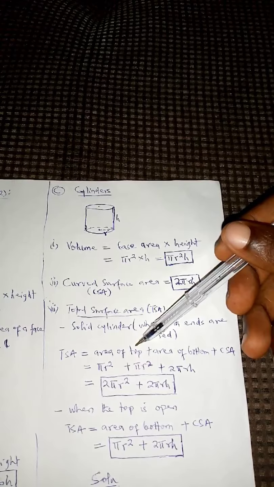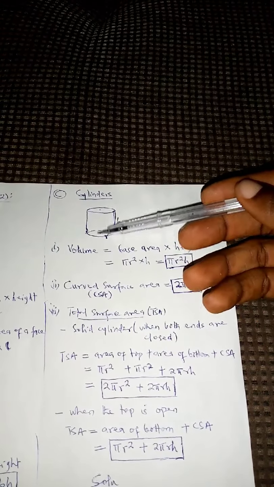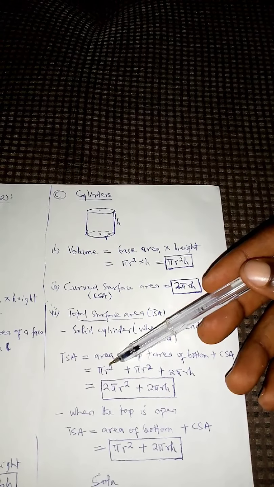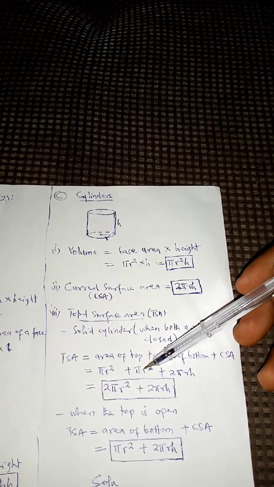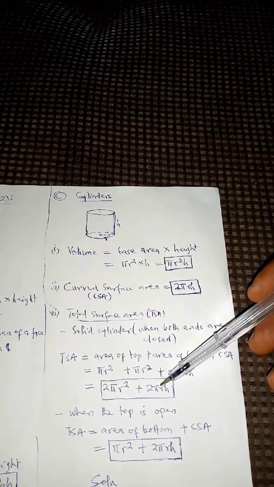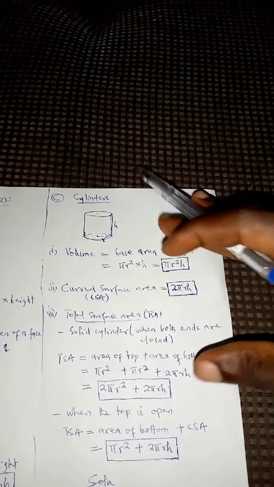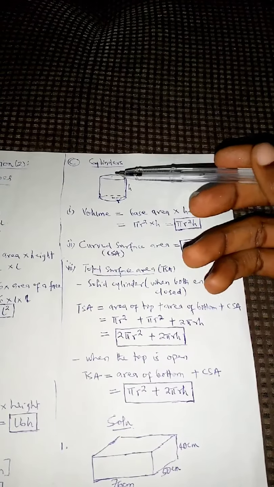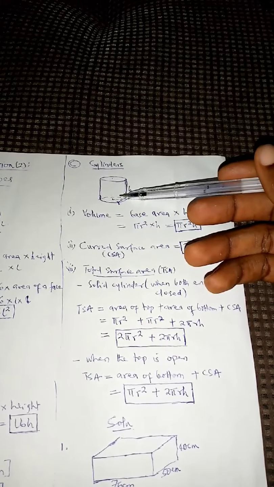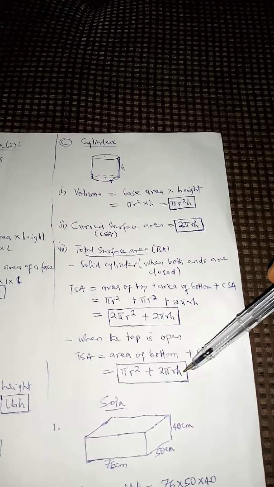You have the total surface area to be the area of the top, area of the bottom, and the curved surface area. The top is a circle, therefore its area is pi r square. The bottom is a circle, pi r square, plus that of the curved surface area. And this will give the total surface area as 2 pi r square plus 2 pi r h. When the top is opened, we'll be left with two faces, the bottom and the curved surface. The bottom is pi r square, the curved surface is 2 pi r h.